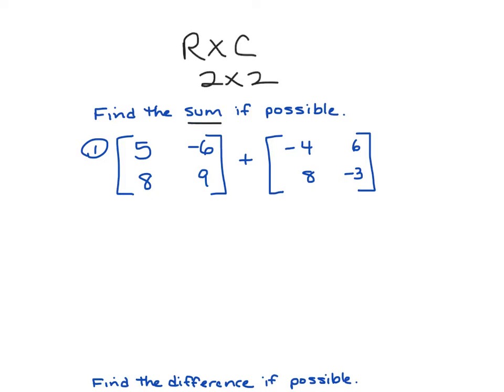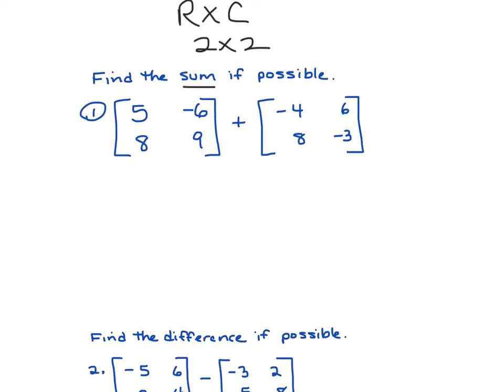so I can find the sum. So the way that I'm going to find the sum or add two matrices is I'm going to take it element by element. So I'm going to take the element that's in the first row, first column, and I'm going to add it to the element that's in the first row, first column in the other matrix. So 5 plus -4 is 1. So that's my first answer.